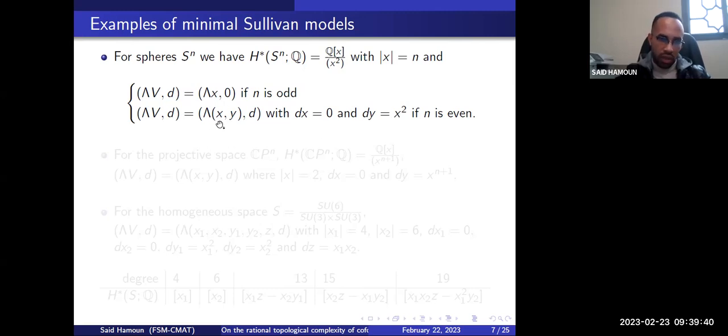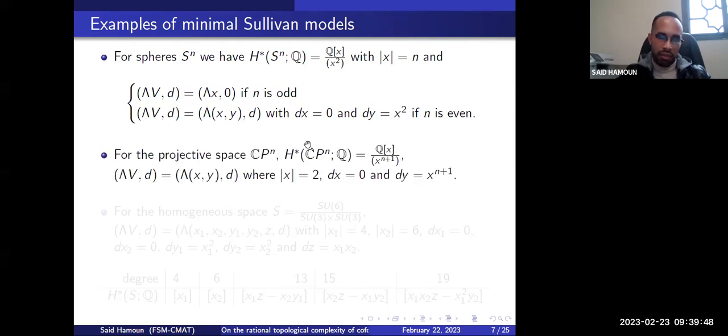And here, note that all the powers of X exist and Y is introduced to kill X to the power 2. The same thing holds for projective space CP^N, and we have the rational cohomology of CP^N equals the truncated polynomial algebra Q[X] over the ideal generated by X to the power N plus 1. And here its Sullivan model is given by Λ(X,Y), where X is a cocycle of degree 2, and the differential of Y is X to the power N plus 1.